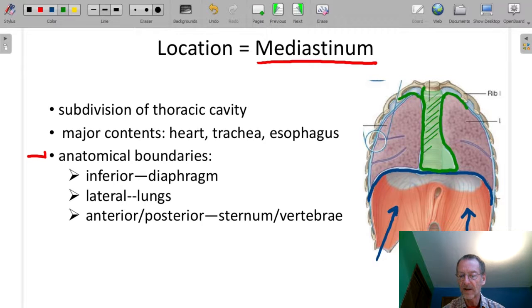So this area that I'm hatching in is the mediastinum. And within the mediastinum are a number of structures, including the heart, of course, and the trachea and the esophagus. They all run through this mediastinum. And the aorta then passes out here also. But this is the subdivision of the thoracic cavity where the heart is located.